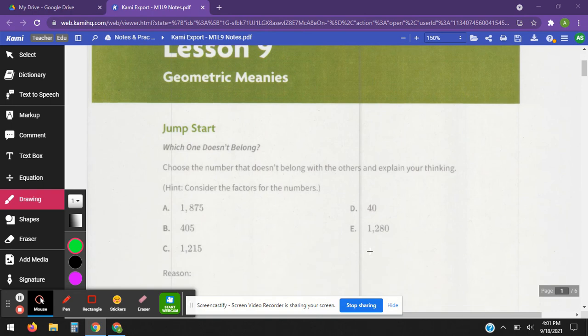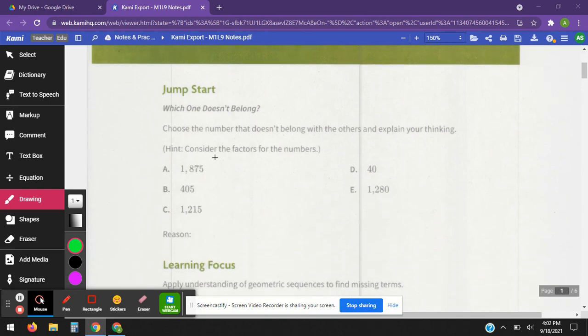So let's start with the jump start. It says, which one doesn't belong? Choose the number that doesn't belong with the others and explain your thinking. Hint, consider the factors for the numbers. So we're looking at factors.